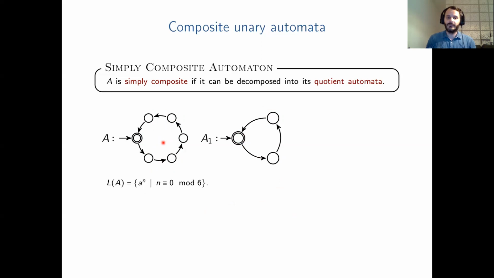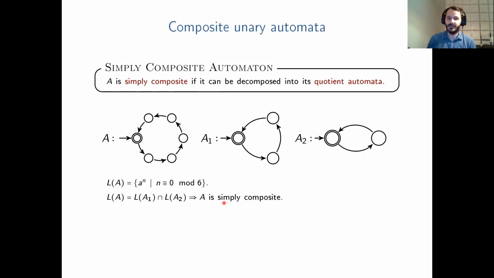There is exactly one other non-trivial equivalence relation over this set of states that is consistent with the transition relation, and that is this one. So this time I only have 2 equivalence classes, the red and the orange. The state corresponding to the red one is accepting because I have at least one accepting state, and this one is rejecting. Okay, so these are my two quotient automata. And what I can notice is that the language of A is equal to the intersection of these two languages, because an integer is a multiple of 6 if and only if it is a multiple of 3 and a multiple of 2. Yes, so the language of A is equal to the intersection of the languages of its quotients, and so by definition, we have that A is simply composite.